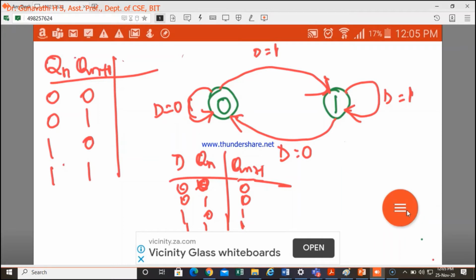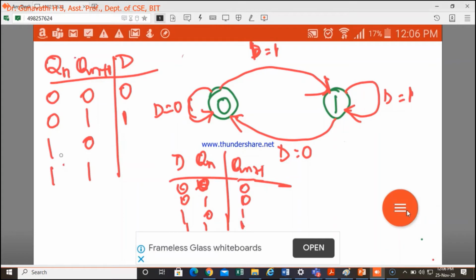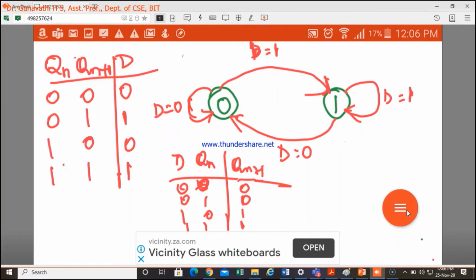Now write down the excitation table. Now the outputs are known, 0 0, 0 1 like that. I need to compute the inputs. So 0 to 0 transition when D is 0. 0 to 1 transition when D is 1. This is D. 1 to 0 transition when D is 0. 1 to 1 transition when D is 1. So now the truth table and the excitation table do not look the same in the case of the D flip-flop. Is that clear? Can I go to the next?